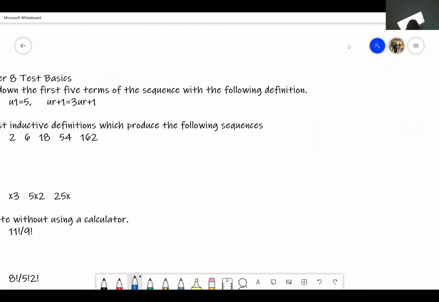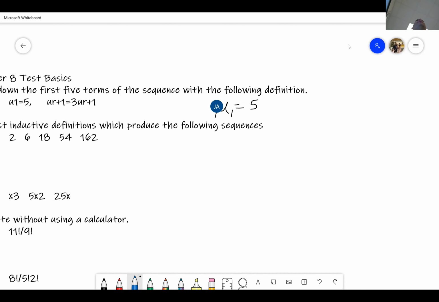All right, so help me out with this one. It says, write down the first 5 terms of the sequence of the following definition. Unfortunately, when I copied and pasted, it doesn't show properly. Let me erase that and make it a little bit thicker. Oh, I know why. This is almost acceptable. u of 1 is 5.